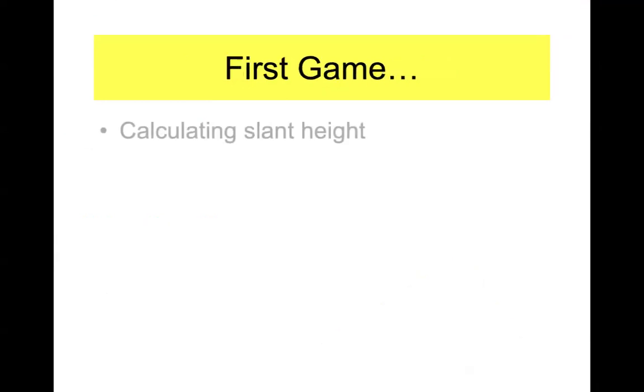Okay, so the first game we're going to play, and it's the same games for every shape we do, is calculating the surface area or total area. And the second game is going to be the volume. In order to calculate the total area or surface area, we will need the distance called the slant height, that little l. There are two main methods for calculating slant height, and which one you use just depends upon what information you are given on your specific pyramid.